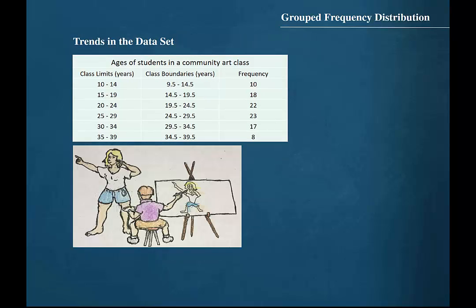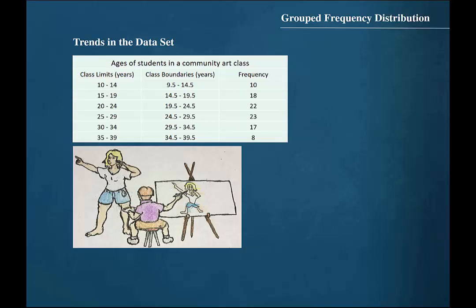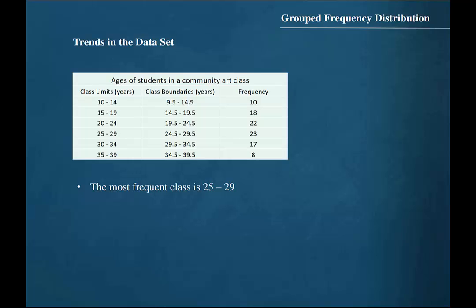This grouped frequency distribution can tell us nothing about the talent or skill of the students in the class, but there are some interesting trends in the data set that can be found by analyzing the grouped frequency distribution. We can see that the most frequent class is 25 to 29. This tells us that there are more students between the ages of 25 and 29 than any other age group in the distribution. We also note that the distribution is approximately symmetric. There are 6 classes, with the middle 2 being the most frequent and very close in frequency. Also, the frequencies for the first 2 classes are very close to those of the last 2 classes.